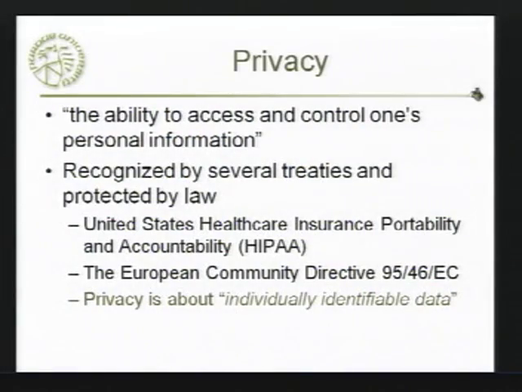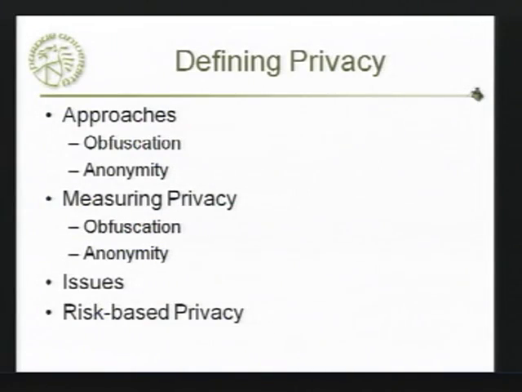There are nations such as Australia that have cabinet-level positions of privacy commissioner. So one key thing is that privacy is about individually identifiable data. Privacy is concerned with data that is about you, and that can be traced to you. But what does that mean? What does it mean for data to be individually identifiable, to be something that can be traced to you?